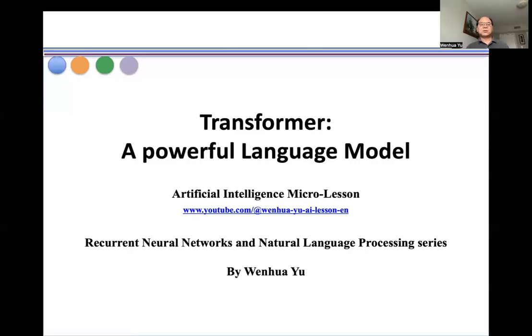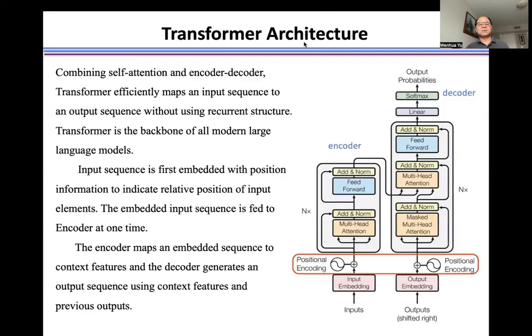This video introduces Transformer, a powerful language model. Combining self-attention and encoder-decoder, Transformer efficiently maps the input sequence to output sequence without using recurrent structure. Transformer is the backbone of all modern large language models.